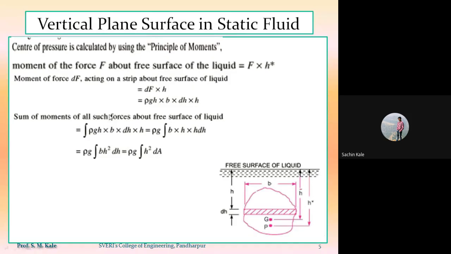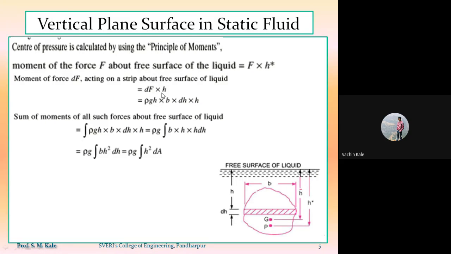So if I'm going to take the integration of this equation, here I will get the rho g term as a constant term which will come outside of the integration. B into h will become h square, and b into dh will become dA. So here I will get the sum of moments of all such small forces acting on all the small strips about the free surface of the liquid, equal to rho g integration of h square dA.